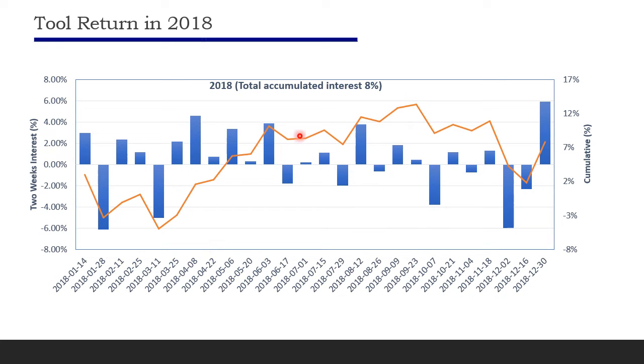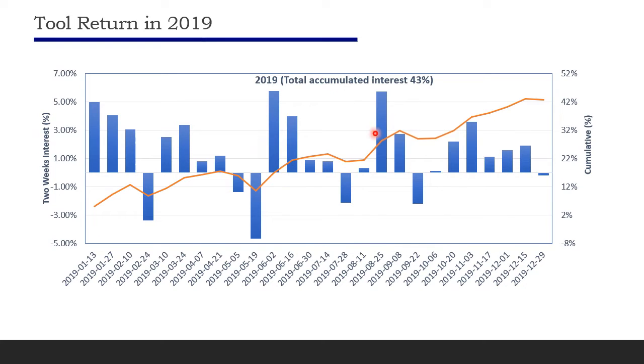And then 2018, as you know, was not an ideal year for trading. However, as you see, at the end of the year the accumulative return of this method was around 7%. And you can see the minimum return was something around -6%, and the maximum again around 6%.